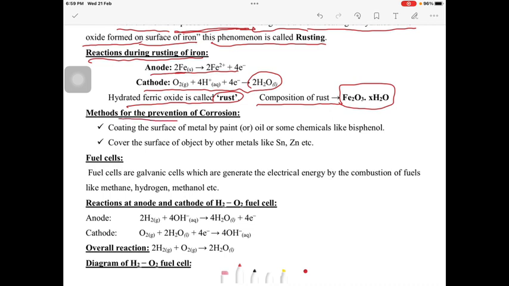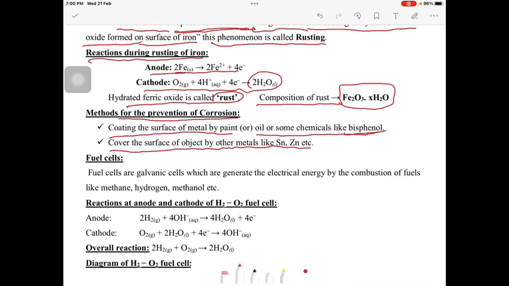Methods for prevention of corrosion. Coating the surface of the metal with paint, oil or some chemicals like bisphenol. Covering the surface of the object with other metals like tin, zinc, etc.